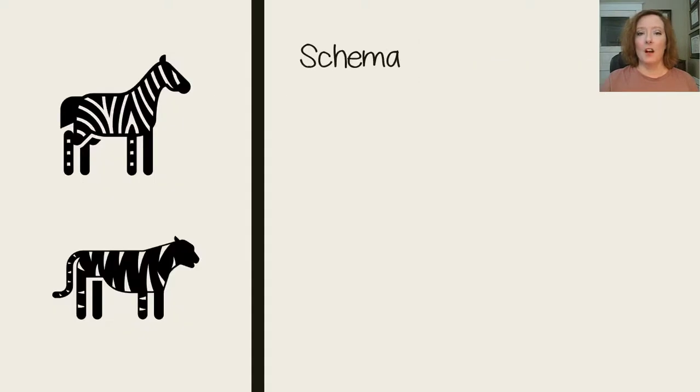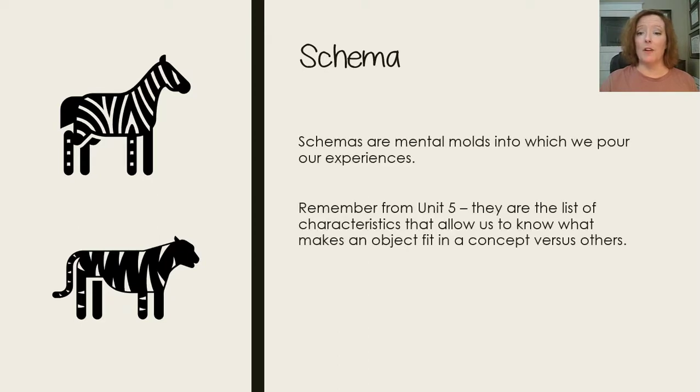time. One of his concepts was that of a schema. And you may remember schema from Unit 5. Schemas are mental molds that we pour our experiences into, and we kind of make that information fit. They're a list of what characteristics allow us to know what makes an object fit in a concept versus another concept. So you know that both of these animals are animals based on what we know about these figures.